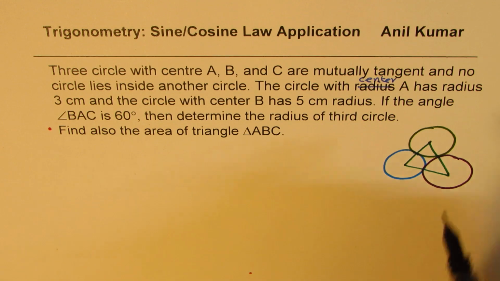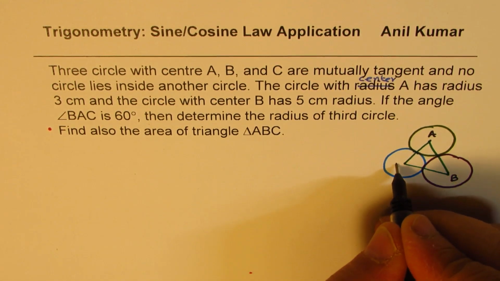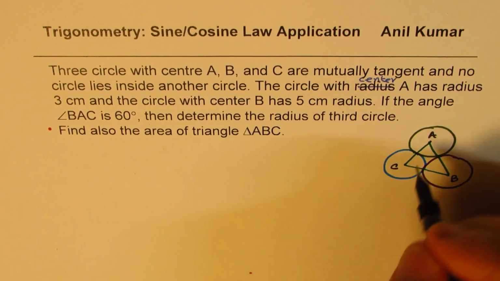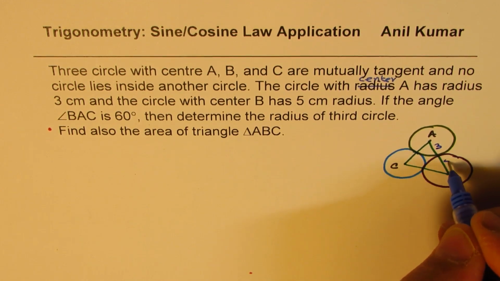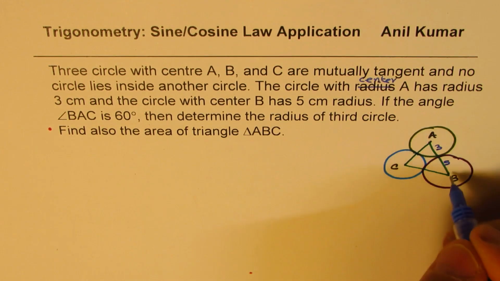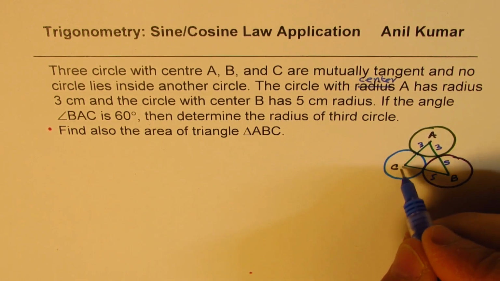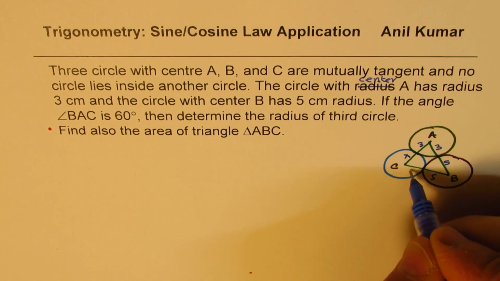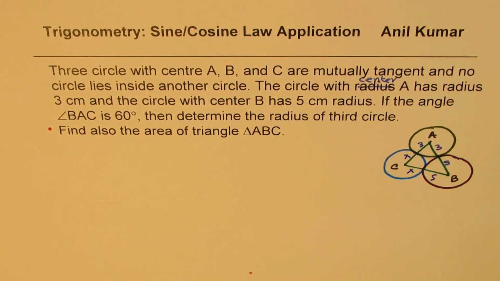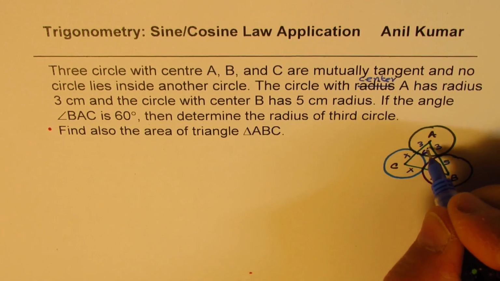Let's label this as A, B, and C. Radius of circle A is 3 and that of B is 5. So we have 3 this side and 5. So AB is 8 for us. So this is 3, this is 5. We need to find what the radius is for C. Let's call it x. We are also given that this particular angle in between is 60 degrees.